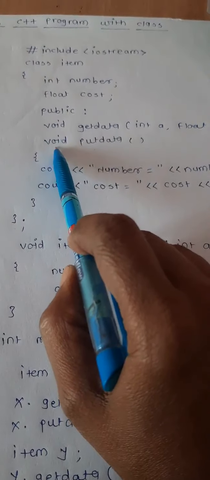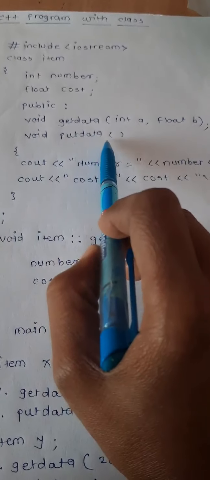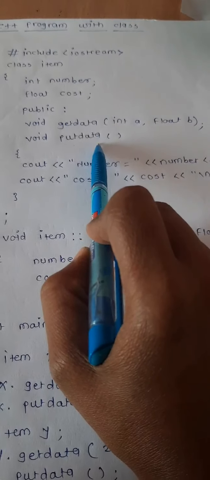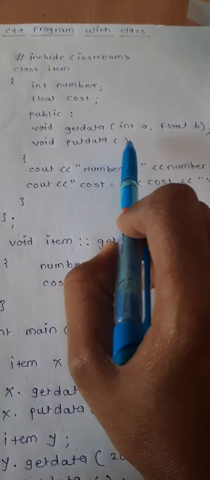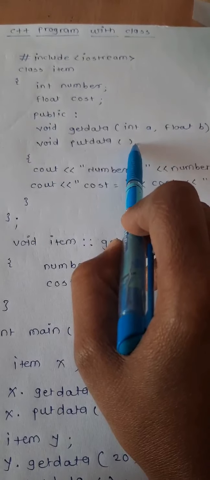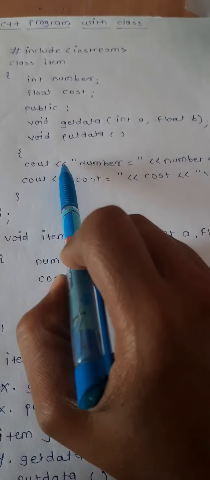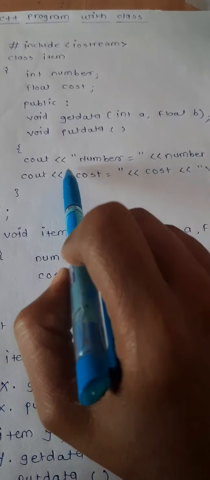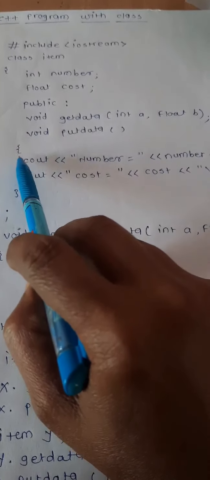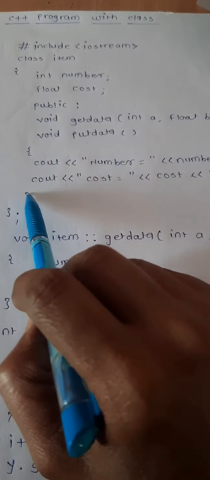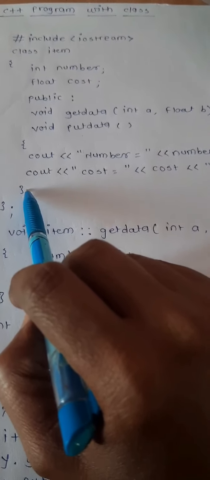In the next line we take void putdata. It is another member function of this class, and here we do not specify any semicolon. It means that here is the definition. This is the definition of this putdata function. This definition starts from this open curly brace and ends with this close curly brace.